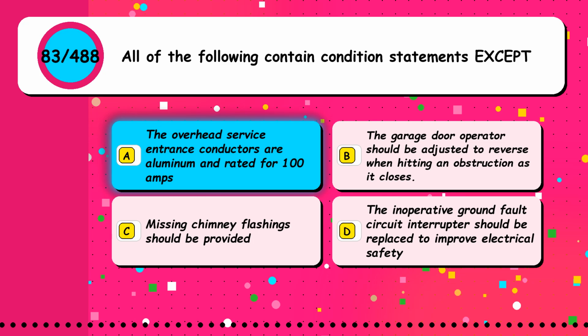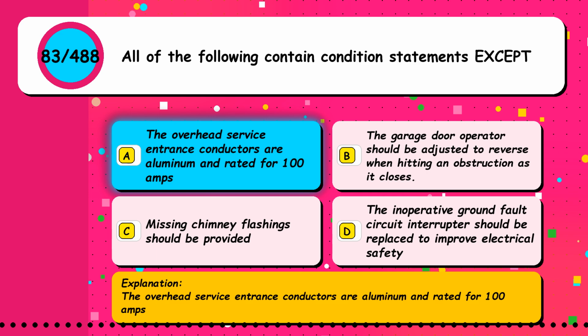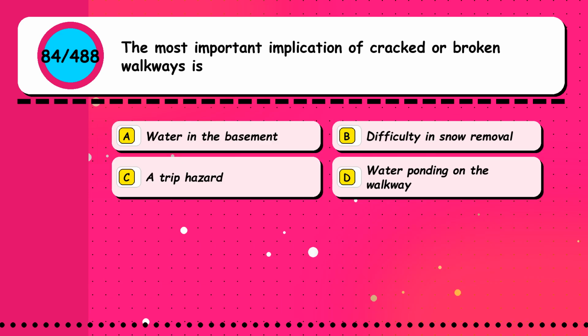The correct answer is option A, the overhead service entrance conductors are aluminum and rated for 100 amps. Question 84. The most important implication of cracked or broken walkways is: Option A, water in the basement.